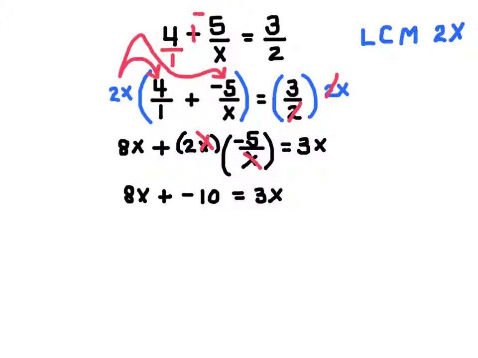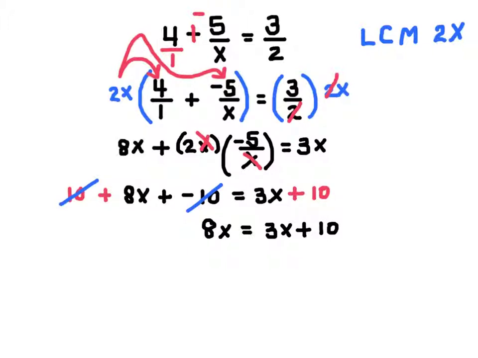Let's get that 10 to the right-hand side by adding to the left and to the right the additive inverse of negative 10, which is positive 10. So I'm keeping my equation balanced by adding 10 to both sides, and positive 10 and a negative 10 is 0. So I end up with an 8x on the left, and on the right I have a 3x plus 10.